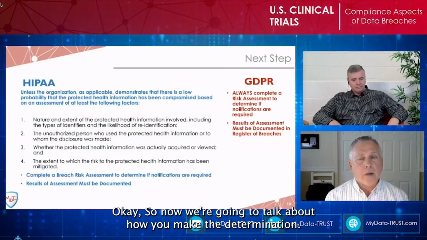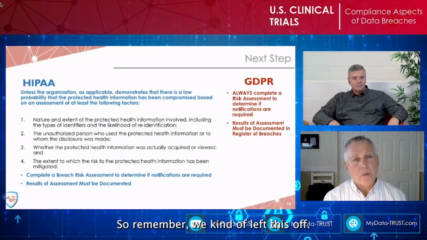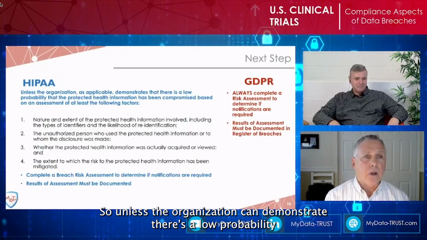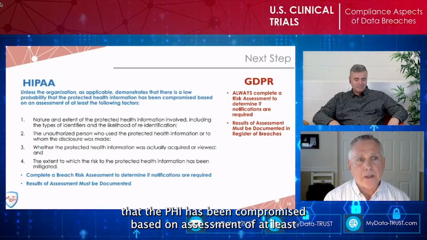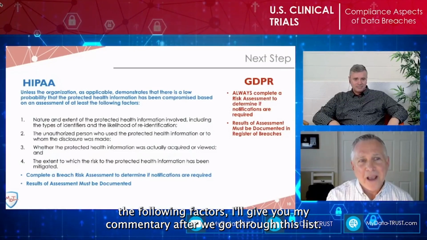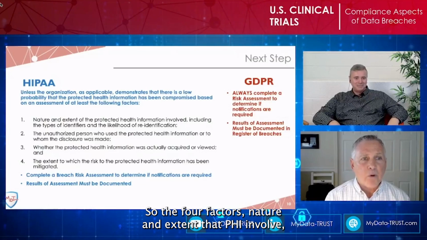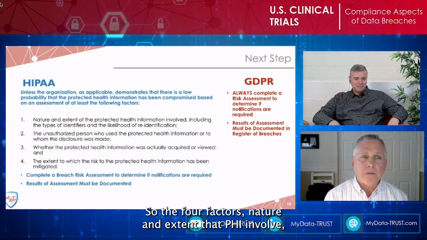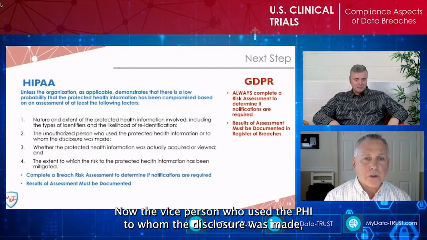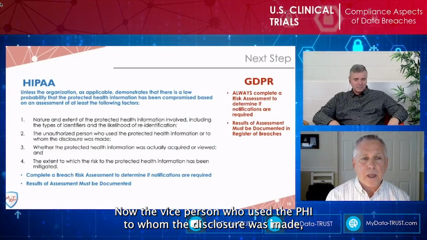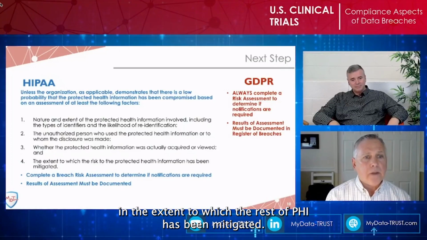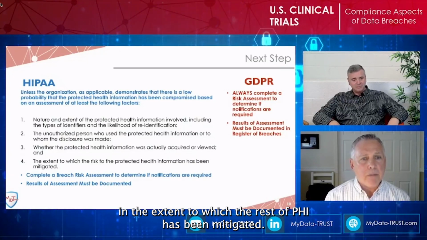Okay, so now we're going to talk about how you make the determination. Remember, we kind of left this off. Unless the organization can demonstrate there's a low probability that the PHI has been compromised based on assessment of at least the following factors. I'll give you my commentary after we go through this list. The 4 factors: nature and extent of the PHI involved, including the type of identifiers and likelihood of re-identification; the unauthorized person who used the PHI or to whom the disclosure was made; whether the PHI was actually acquired or viewed; and the extent to which the risk to the PHI has been mitigated.